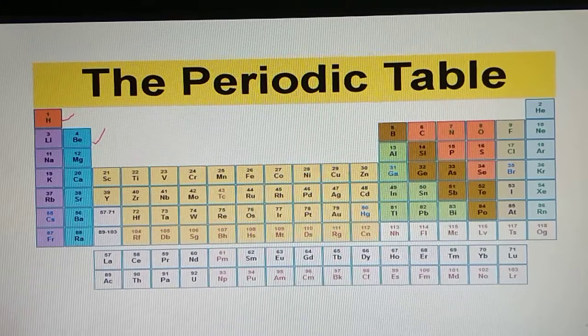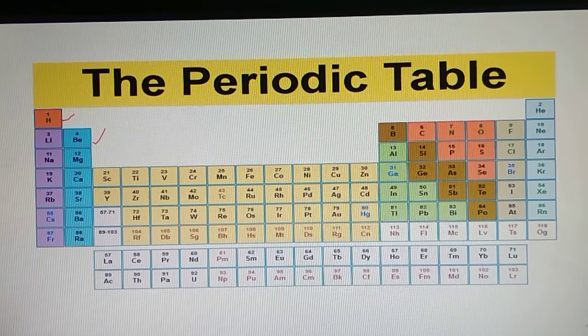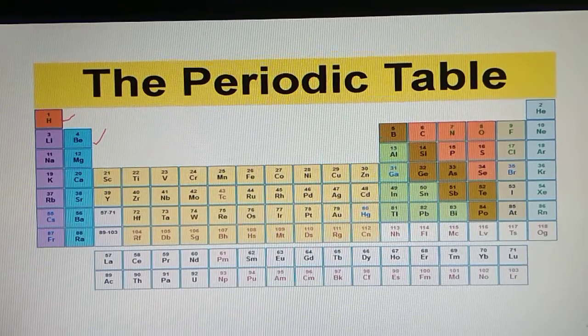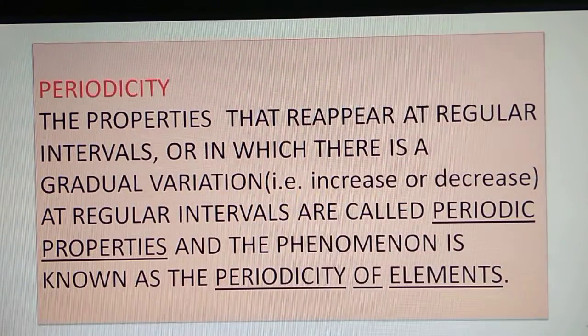If short, then second and third period, and if long, then fourth and fifth period. Okay, so let's see periodicity.